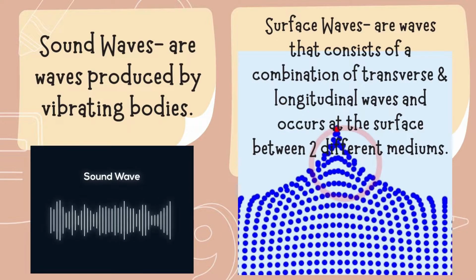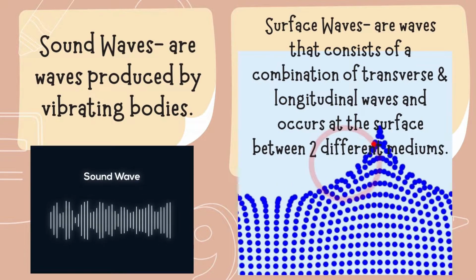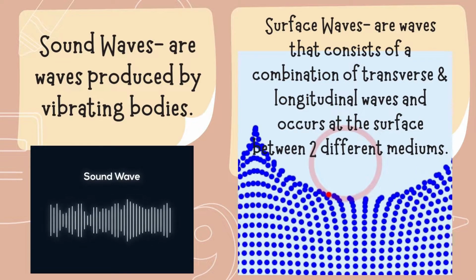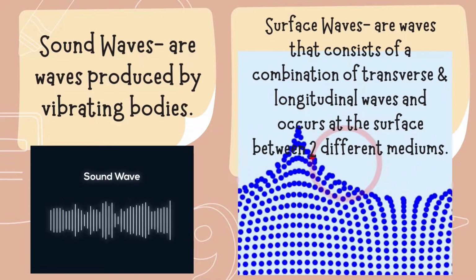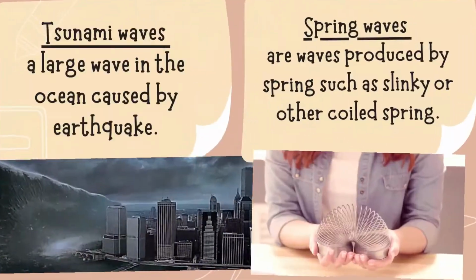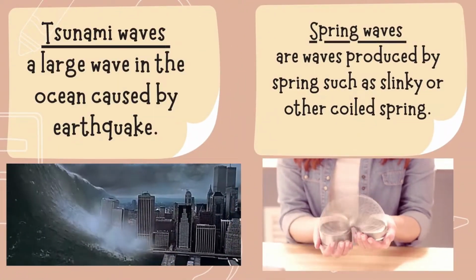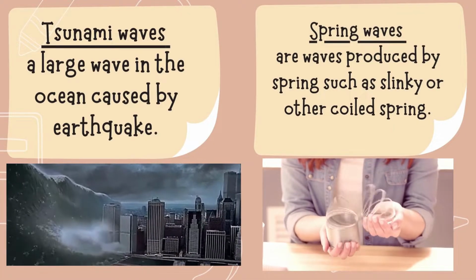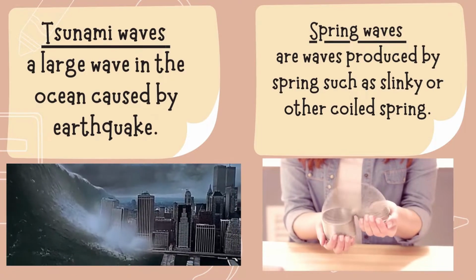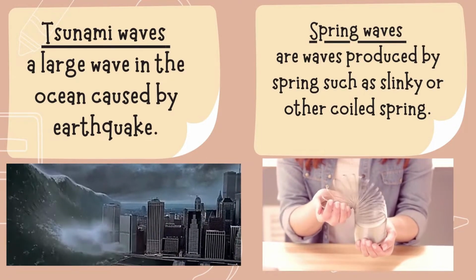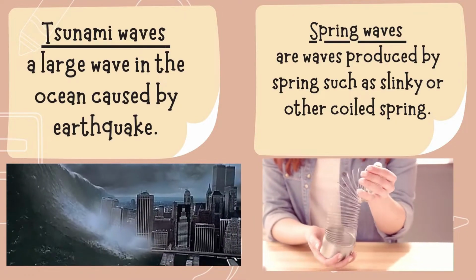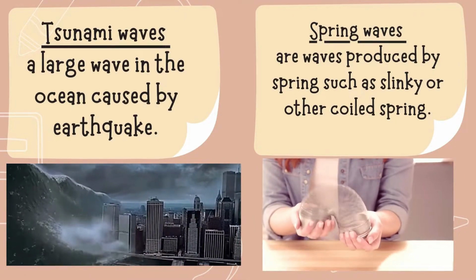Number 2. Surface waves. Surface waves are waves that consist of a combination of transverse and longitudinal waves and occur at the surface between two different mediums. Number 3. Tsunami waves. Tsunami waves are large waves in the ocean caused by an earthquake. Number 4. Spring waves. Spring waves are waves produced by a spring such as a slinky or other coiled spring.